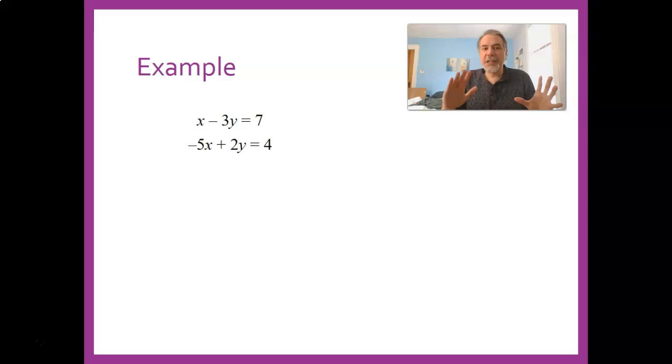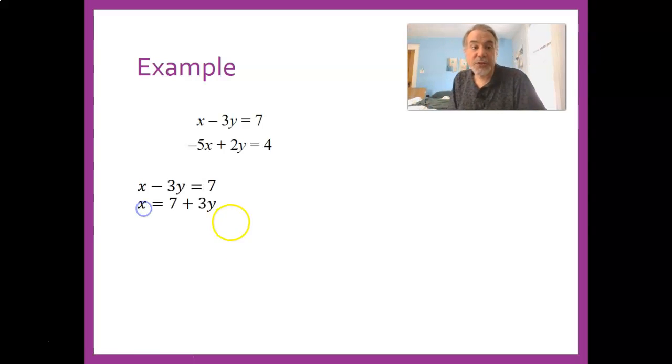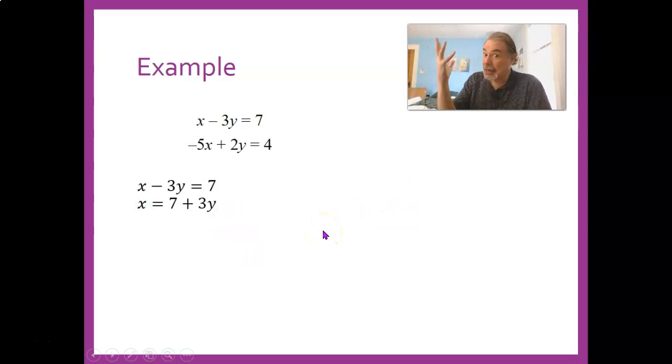And it looks to me like the easiest way to do that is to take that top equation, the one that says x minus 3y equals 7, and leave the x where it is, but get rid of the minus 3y by adding plus 3y to both sides. And now it's solved for x. x equals 7 plus 3y. That's not the only way to do it, but that is the easiest way to do it.